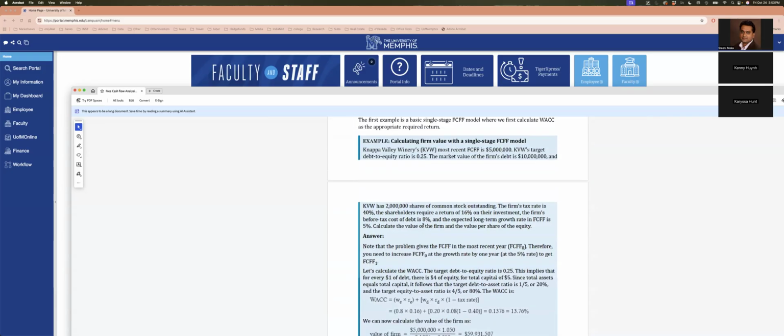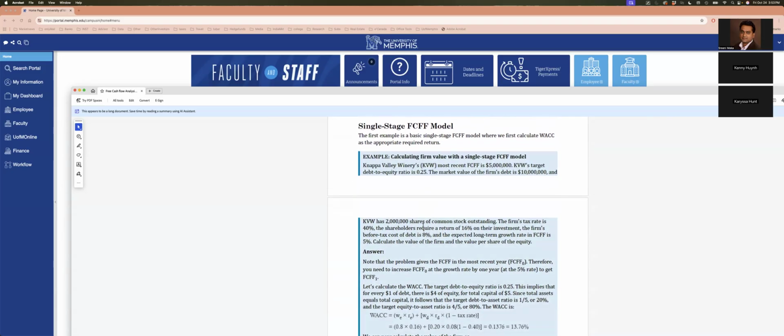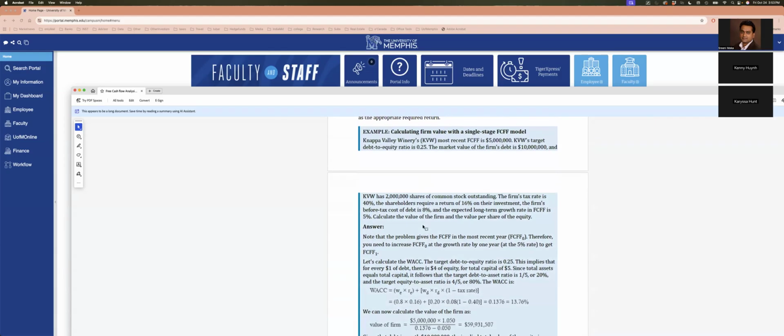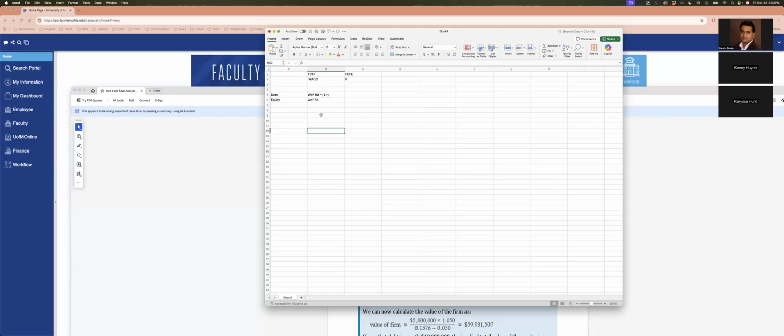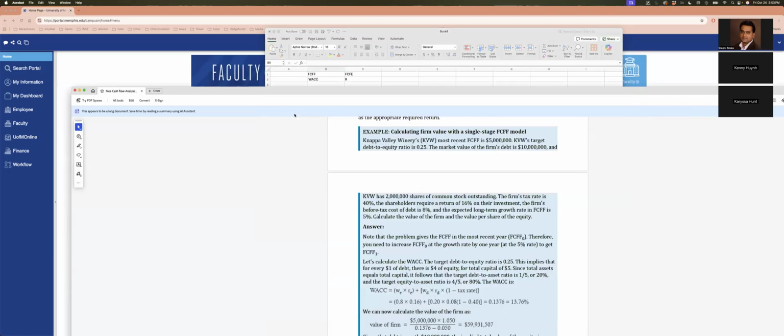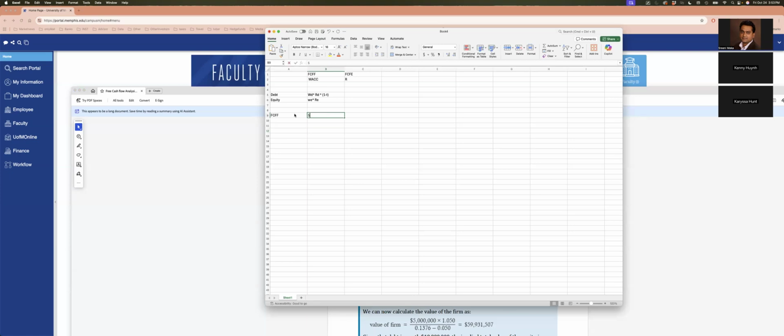This is one example I wanted to cover. Napa Valley Winery has a free cash flow for the firm of $5 million, and debt to equity is 0.25. Remember, this is free cash flow for the firm, which means both the debt and equity are involved here. So how much is that? It's $5 million. That's the free cash flow for the firm.